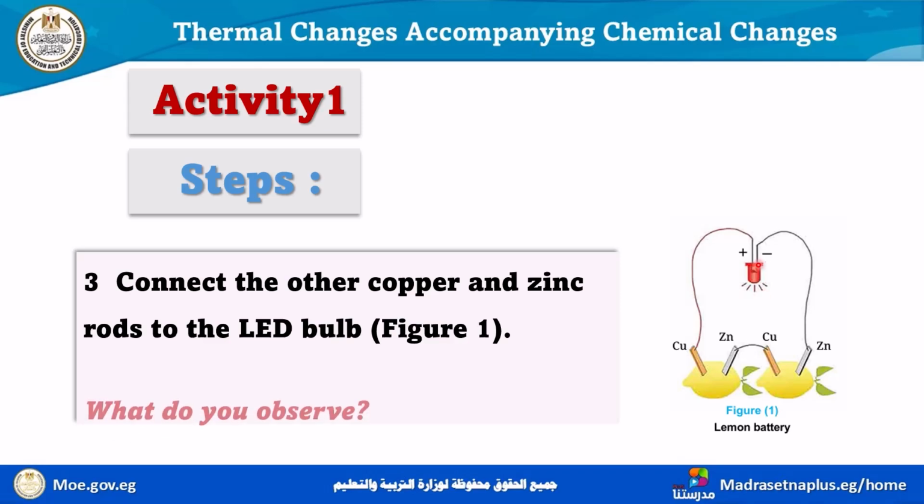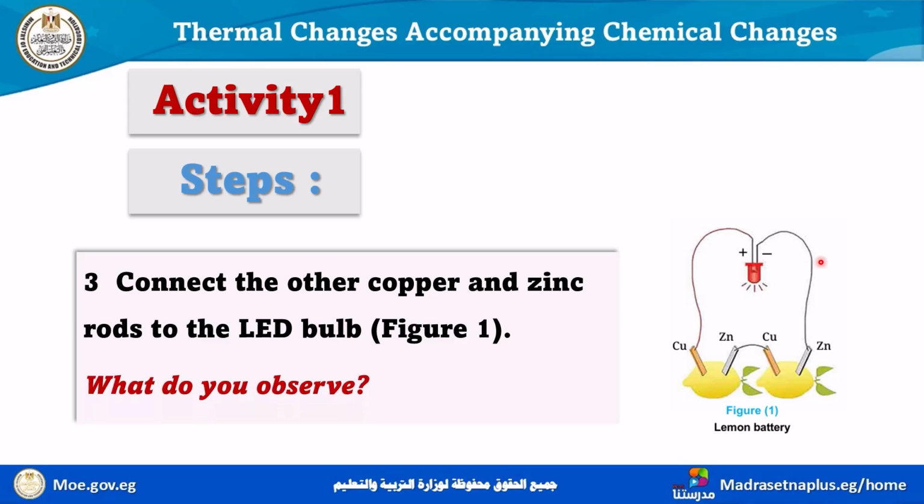What will we observe? What will happen? The LED bulb lights up because the lemon acts as a battery. By connecting two lemons in a row, like here, in series, you will increase the voltage enough to power the light of the bulb. So what we observe is that the LED bulb lights up because the lemon acts as a battery.